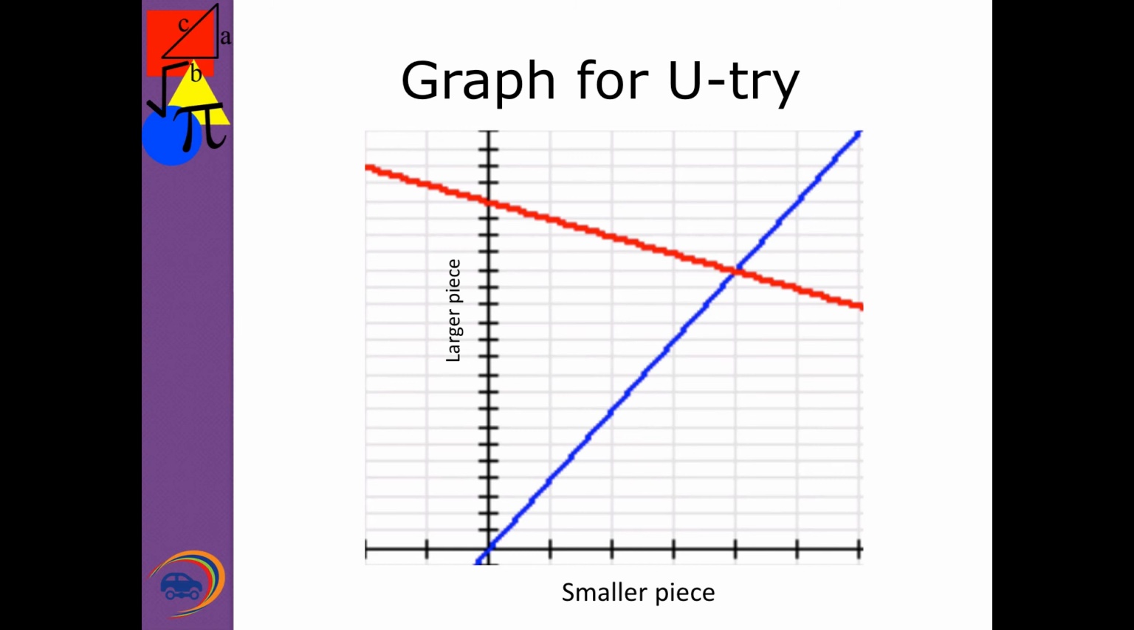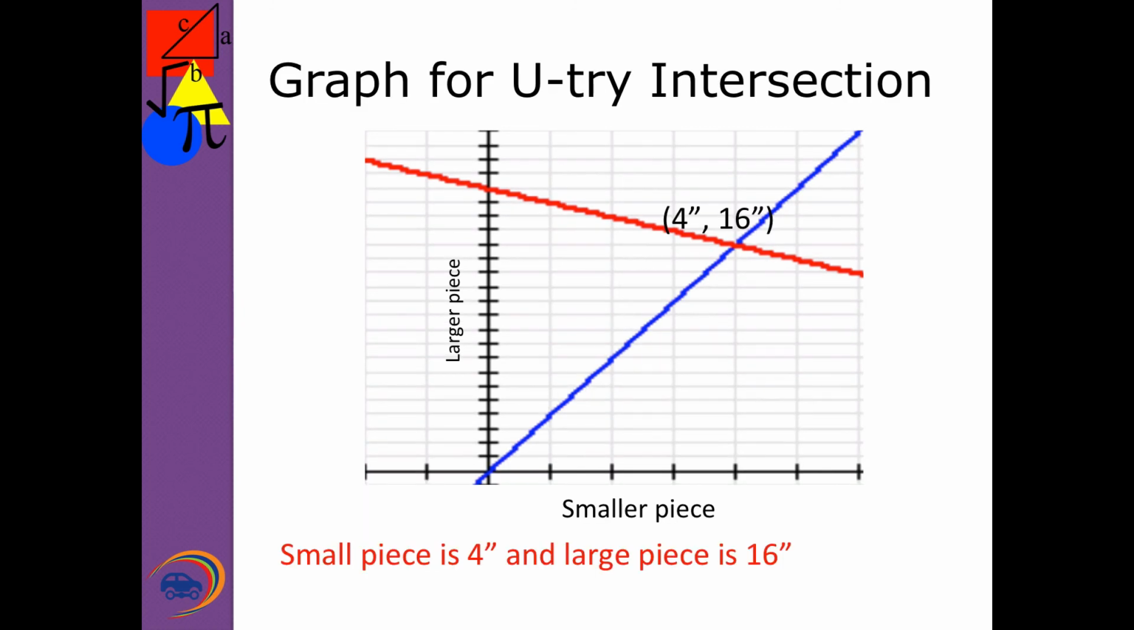I went up 4 and right 1, and then now your next step is to find out where those 2 lines cross. So count the number of tick marks, and then write it as an ordered pair. Here we go. It's 4, and remember it was inches, and the y-coordinate of that ordered pair was 16. So it says the smaller piece of PVC is 4 inches, the larger piece is 16 inches.